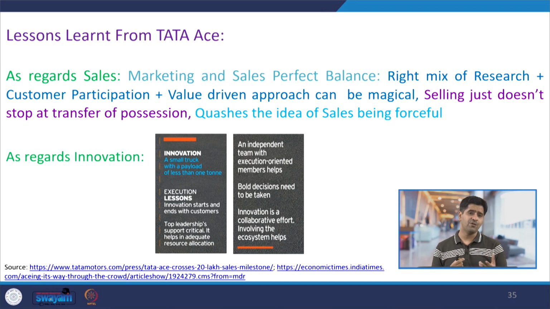And another example could be, if you have a value driven approach with respect to selling, which means that you come up with a product which actually adds value or maybe solves the problem for the customers, again it is going to be a very smooth ride with respect to selling. And the other part is, selling just doesn't stop at transfer of possession. It's not like someone has bought Tata Ace and your job is done. I mentioned the example of Suvidha, where they were trying to give the best of after sales services to their customers.